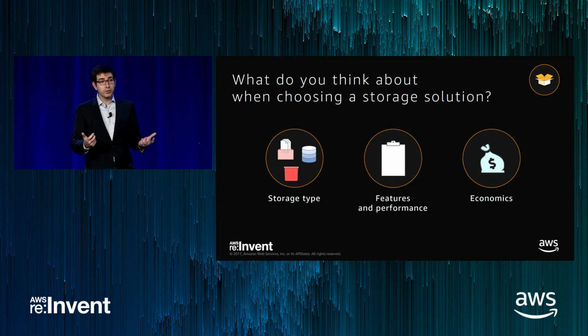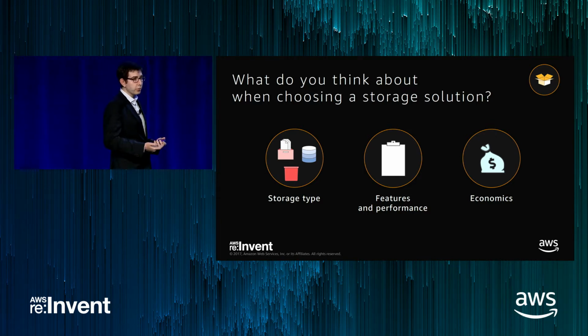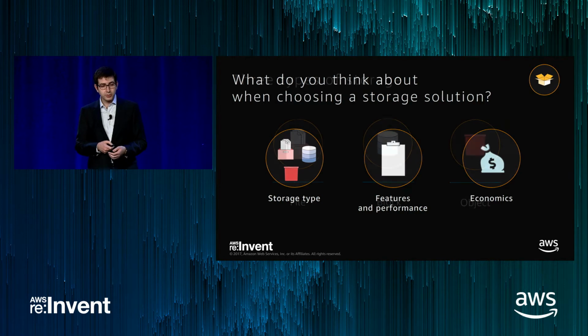The second is features and performance. So what are the different aspects of the solution that are important for your workload, and how do the solutions that you're considering meet those needs? And then finally, there's economics. So what's the TCO? How much does it cost to operate this? Let's talk about each of those in turn.